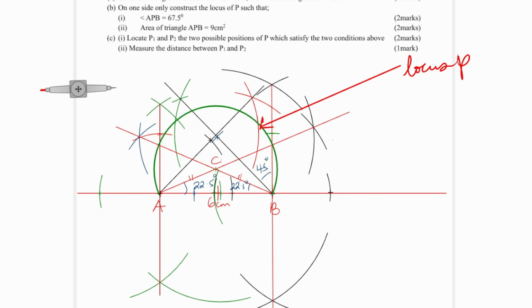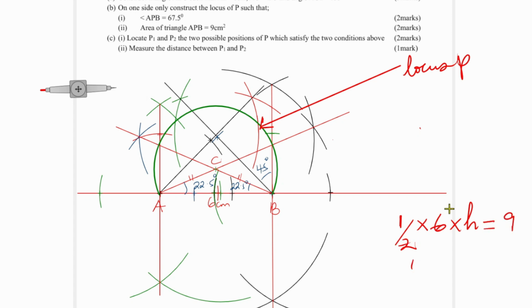Since the area is given as 9 and we're using AB, remember how we get the area of a triangle? It is half times the base. The base is AB, which is 6. What we need to get is the height. We need to get the distance from AB, that is the height that we need to get, to give us 9.